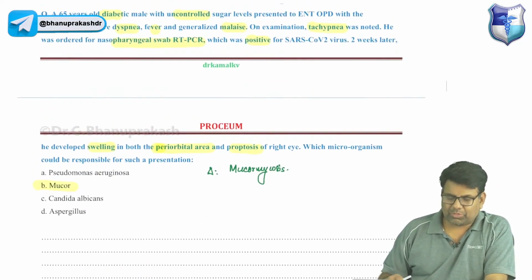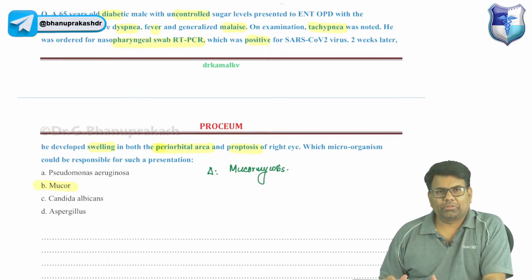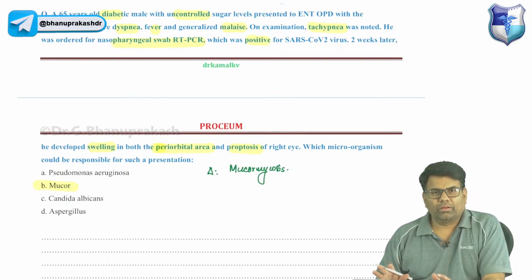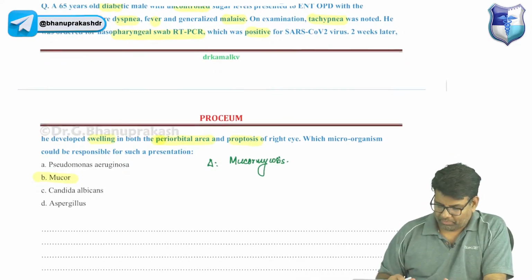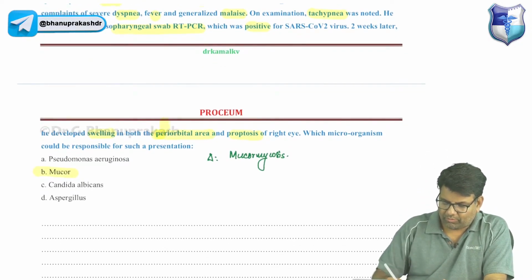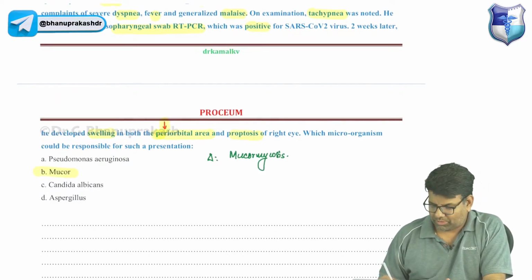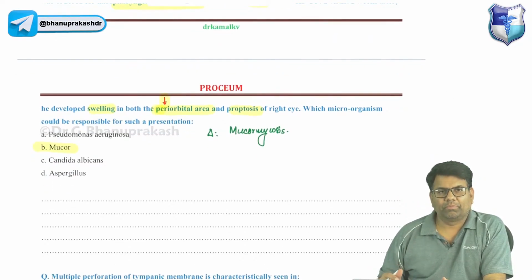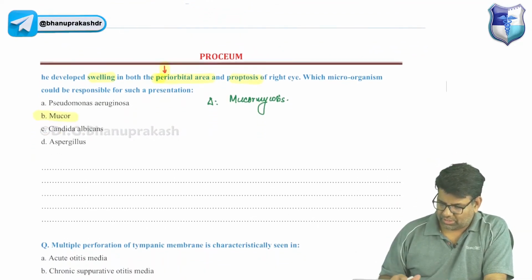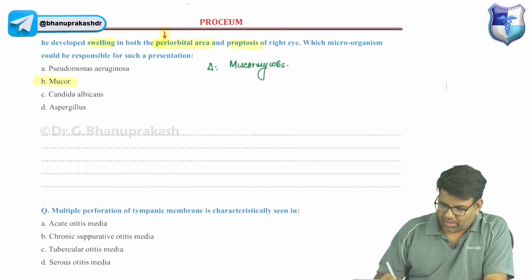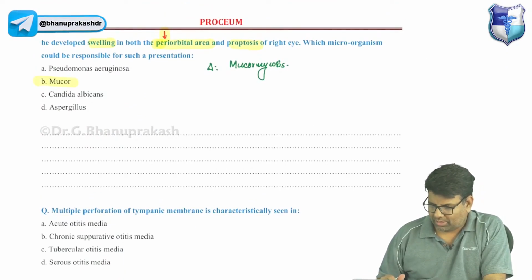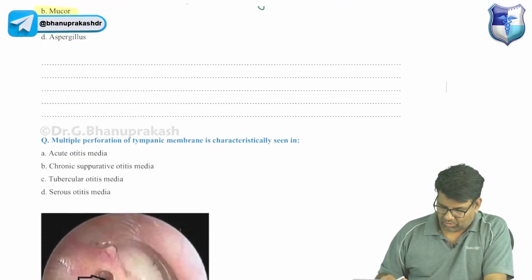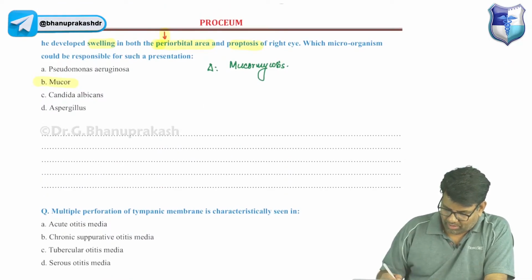So this is a classical presentation of mucormycosis, especially related to COVID infection, and here we can see involvement of the periorbital area along with proptosis. Now what is this proptosis? Projection, or you can say prominence, of the eyeballs is known as proptosis. So this is mucormycosis, which is treated by amphotericin B injections. So coming on to the next question.